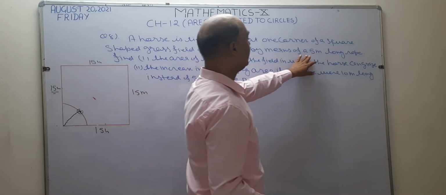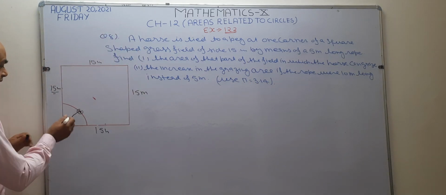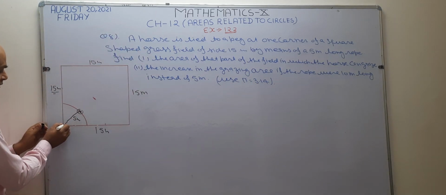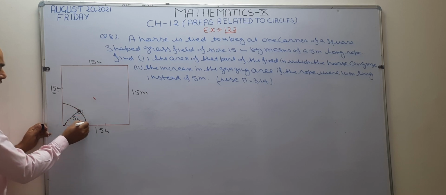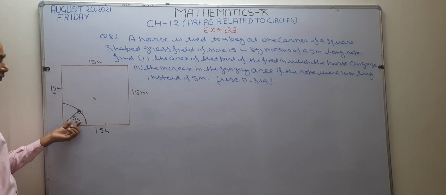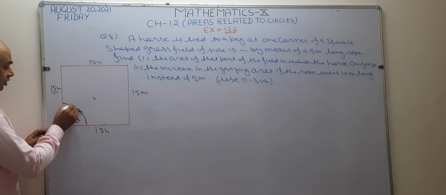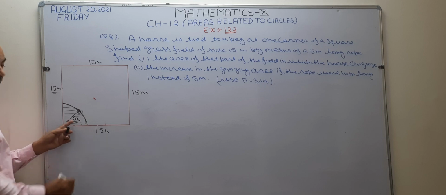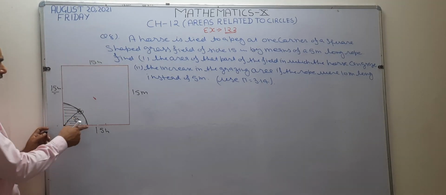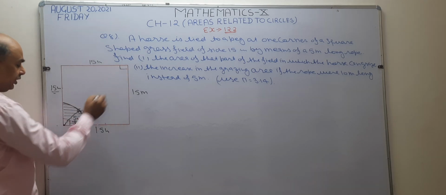By means of a 5 meter long rope, the rope of the hose is going to be 5 meter. So 5 meter becomes the radius of the first portion. From center to circumference, this is known as the radius of the circle. When the rope is 5 meter, then the hose is maximum going to cover this area. This is known as a sector. In the first case, we are going to find the area of the sector using radius 5 meter, and each angle is 90 degree. So theta becomes 90 degree.